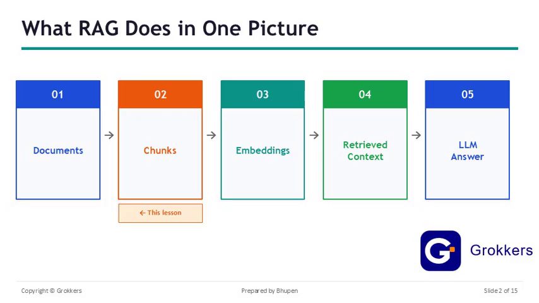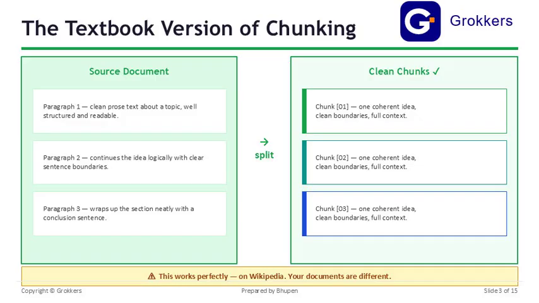The orange step, chunking, is where this lesson focuses. It sits at the very beginning of the pipeline, which means any problem introduced here propagates through every stage that follows. Bad chunks produce bad embeddings produce bad retrieval, and bad retrieval produces bad answers, regardless of how capable the language model is. Every tutorial on RAG shows you the same picture.